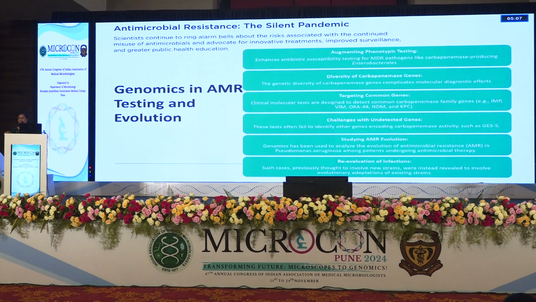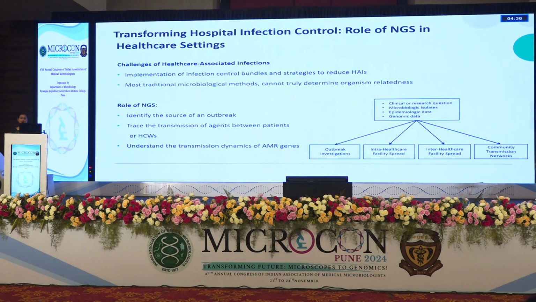AMR is not just a human health issue, but a One Health challenge affecting humans, animals, and the environment. Genomics helps to track the transmission of AMR genes between humans, animals, and environments, enabling targeted interventions. By integrating genomic approaches into One Health strategy, we can better understand the interconnected drivers of AMR and develop comprehensive solutions to address this multifaceted challenge.